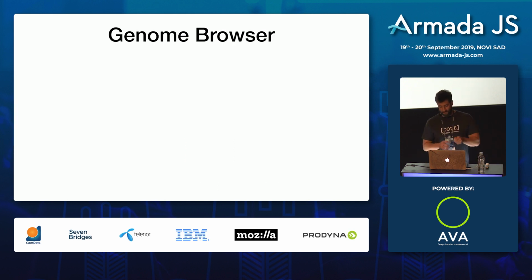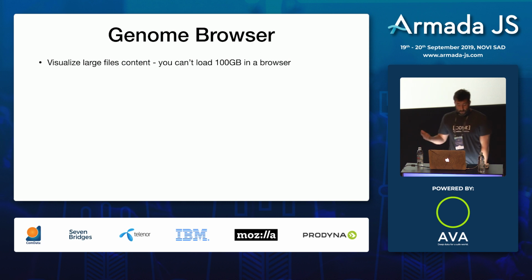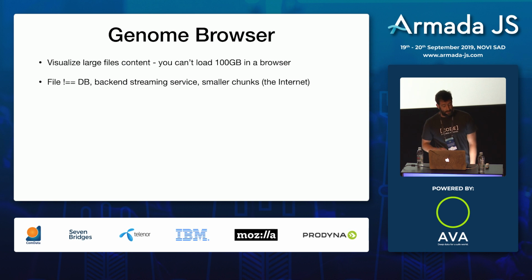Okay, Genome Browser. What was the problem with Genome Browser? Well, you have to visualize large file contents, and you can't just load 100 gigabytes in a browser. Also, the content is in files; it's not in a database. So we needed to create a backend streaming service which will stream files from Amazon.